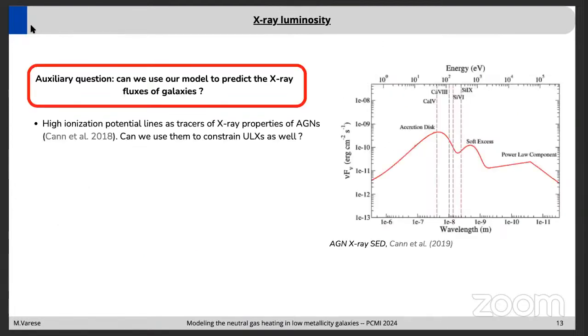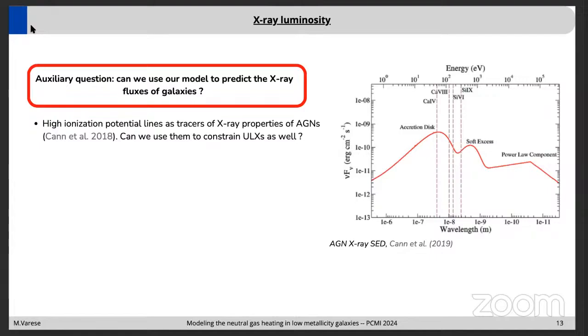And one last thing that we wanted to try is, well, the models have X-ray sources in them, and the luminosity of these X-ray sources can be varied. So can we predict the X-ray luminosity of the galaxies? If so, it would be nice because we would have a way to gain insight on X-ray properties of galaxies with only infrared observations. This was proposed for AGNs first. If you have high ionization potential lines, you should be able to get information on the X-ray SED shape. It's from this paper from Khan et al. 2019.